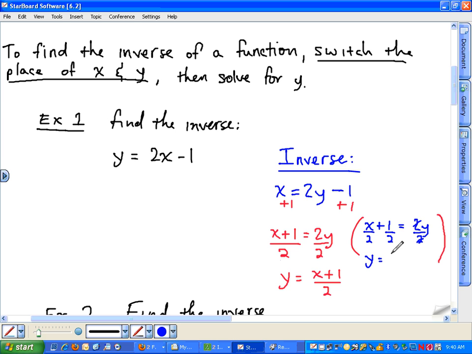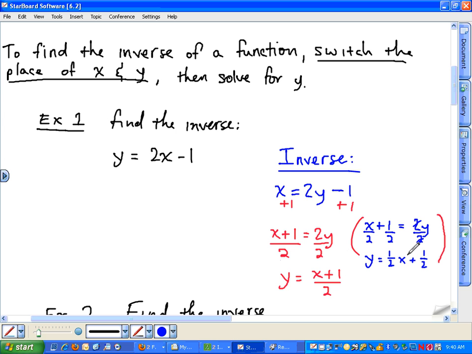I'm going to write it like this. 1/2 x plus 1/2. x divided by 2 is the same thing as 1/2 times x. The reason for this, does anybody recognize this type of equation as it pertains maybe to graphing? y equals mx plus b.